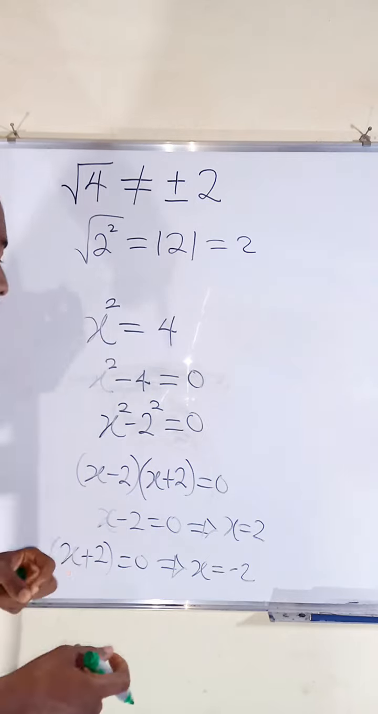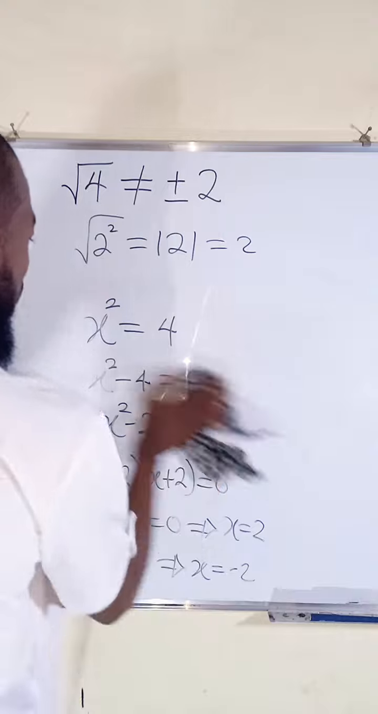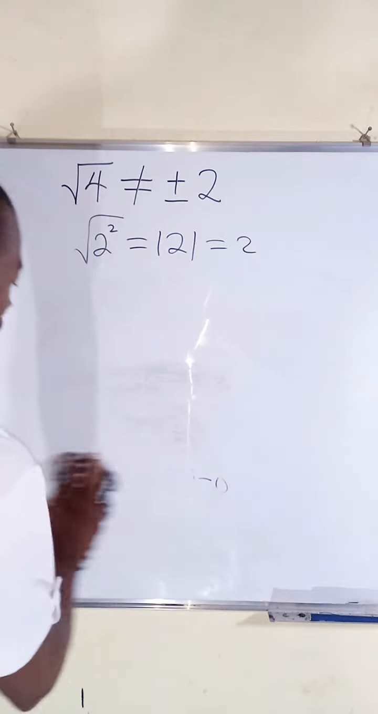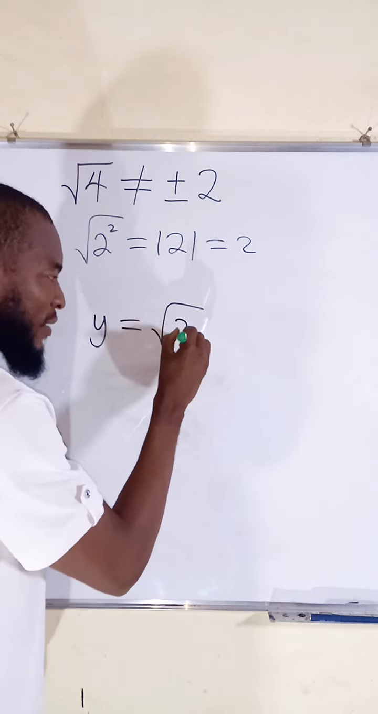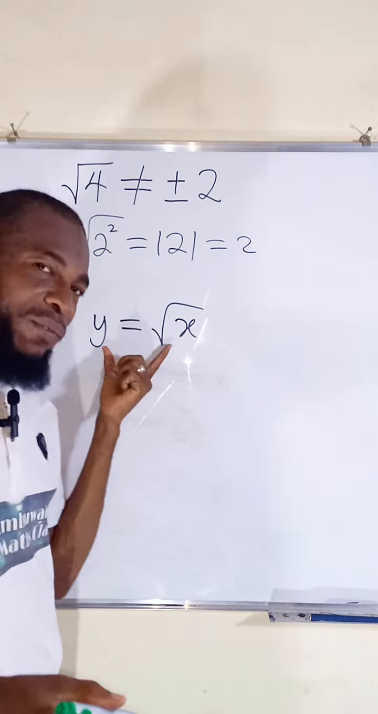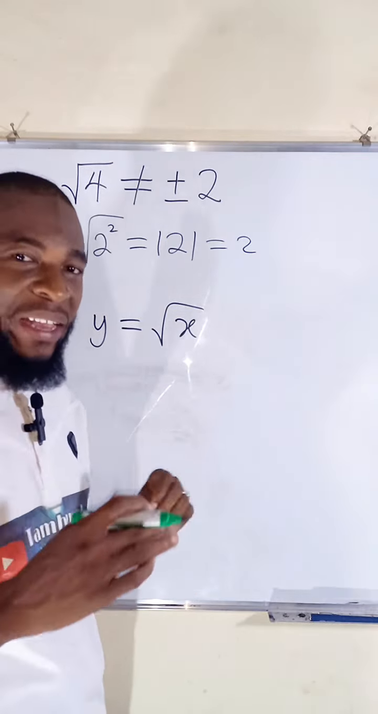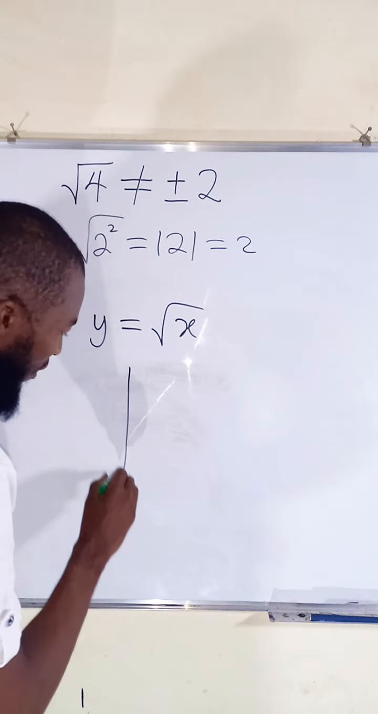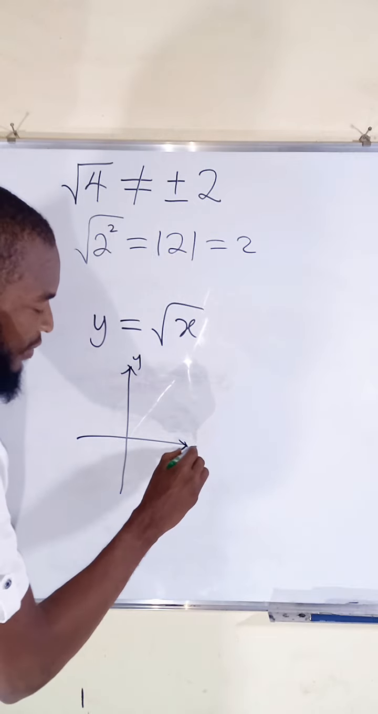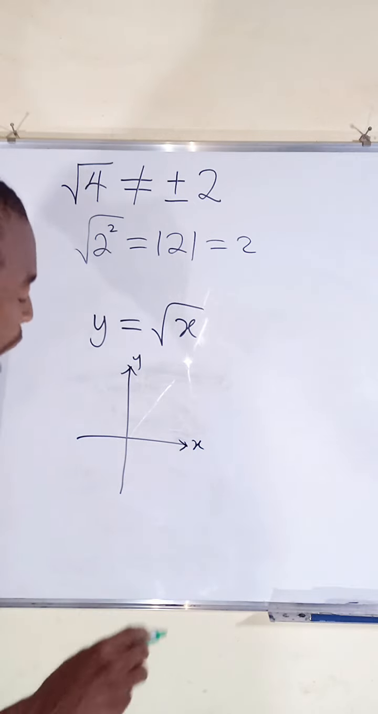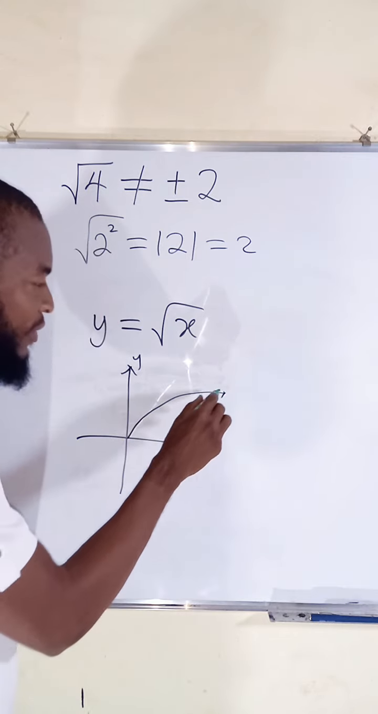And I want to give you this assignment. Try to construct using any graphing calculator the square root of x. If you have y equal to the square root of x, please try to construct the graph of this. Both the domain and the range will never cross negative axis. If we have something like this, our graph, this is the y-axis and this is the x-axis, right? Our graph will be something like this.